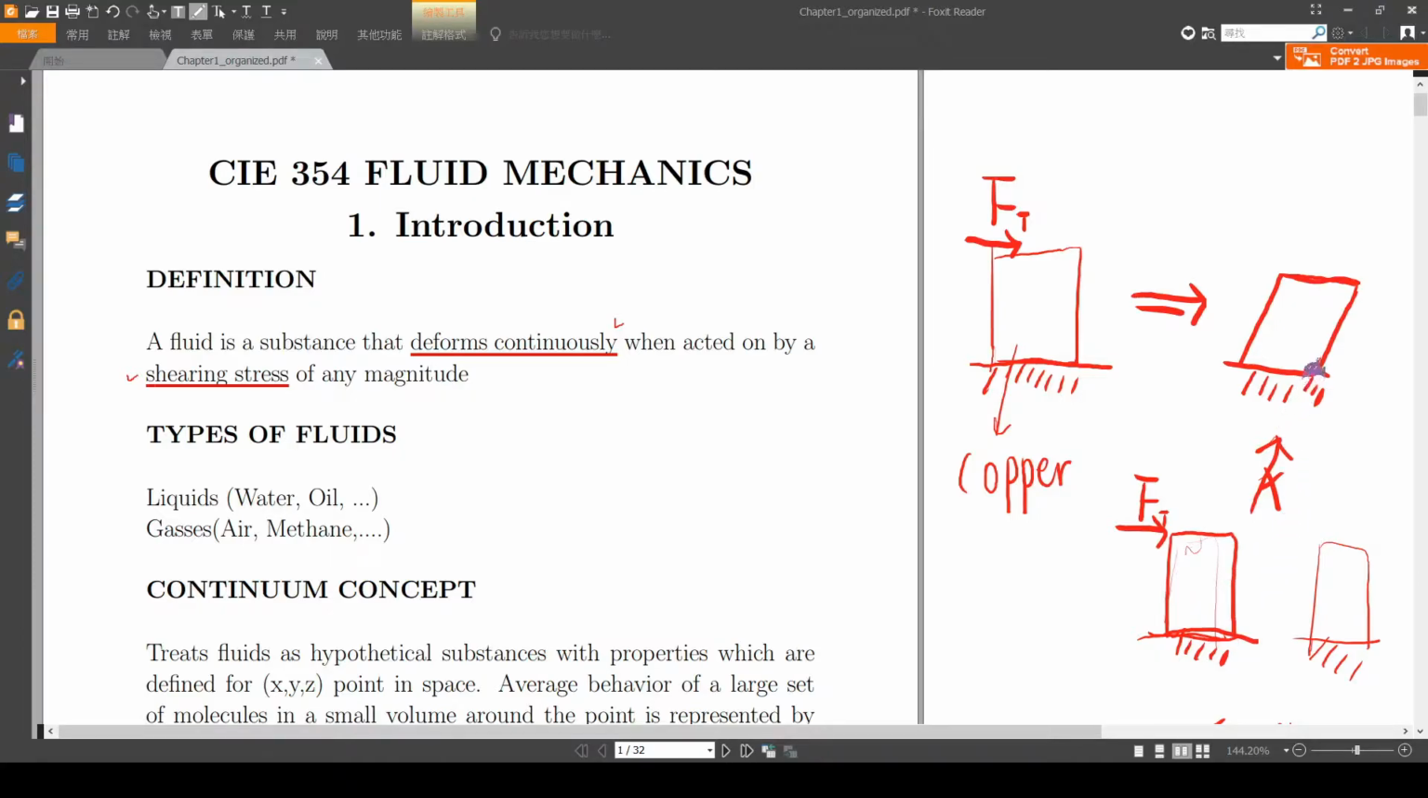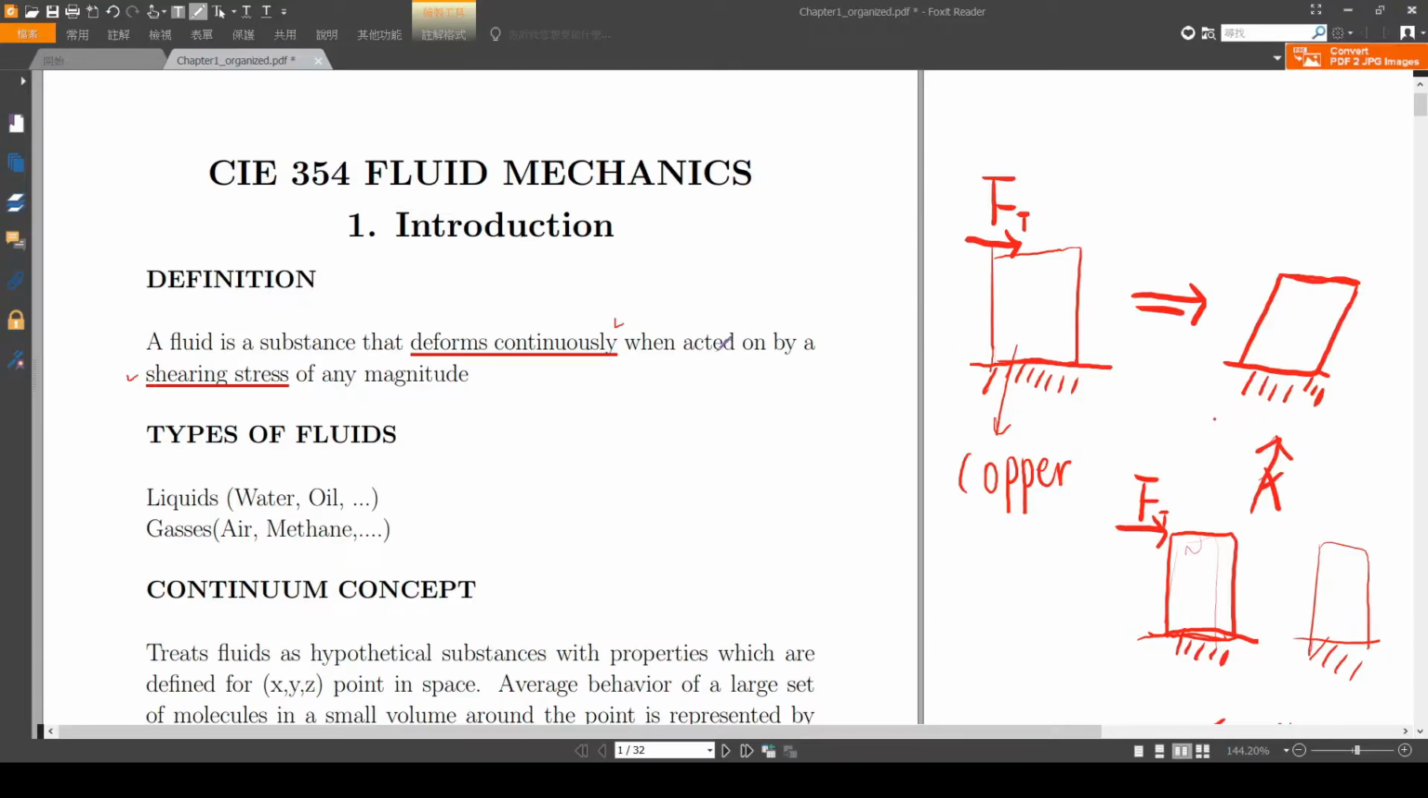Unlike the solid substance, when you act a force on a metal, initially it will deform and then it will stop immediately. The deformation most of the time is very small, and this is what you will learn in maybe material mechanics. You will learn about this part. However, in fluid mechanics, we just told you that the fluid will deform continuously, so you will not see this kind of situation happen.